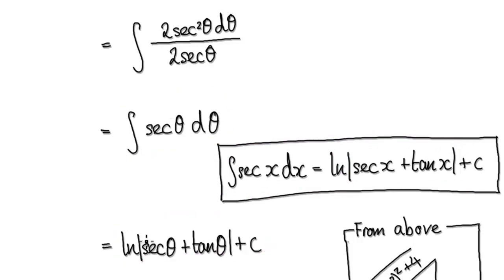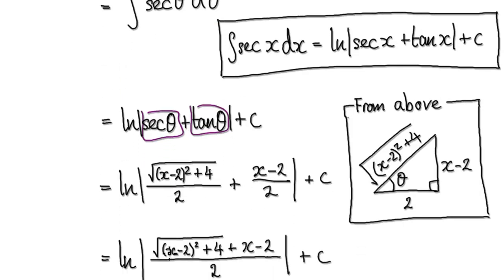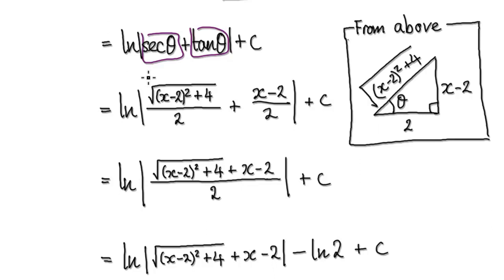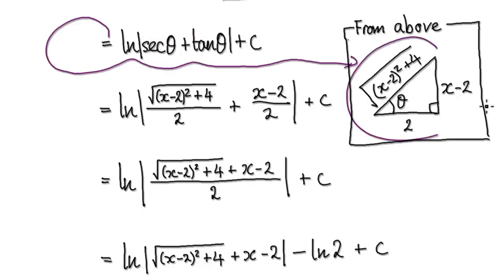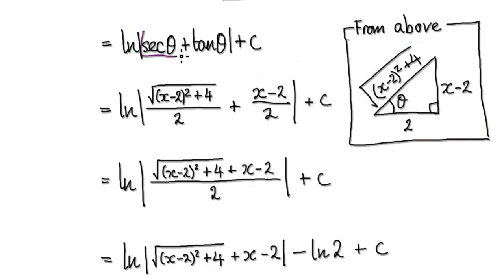So our answer is this, but we don't want the answer in terms of theta, because at the moment we've got secant theta and tan theta. So we would go back to our original diagram, and then translate secant theta. Secant theta is this thing here. It will be hypotenuse over adjacent. And then translate tan. Tan would be opposite over adjacent. So that will then give you this.